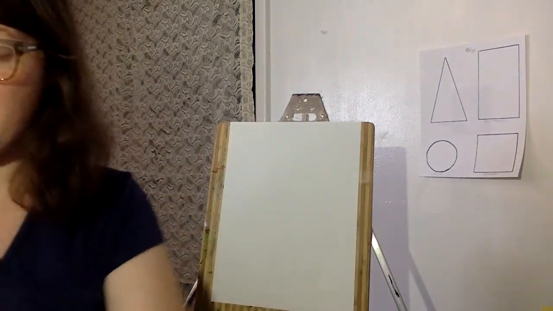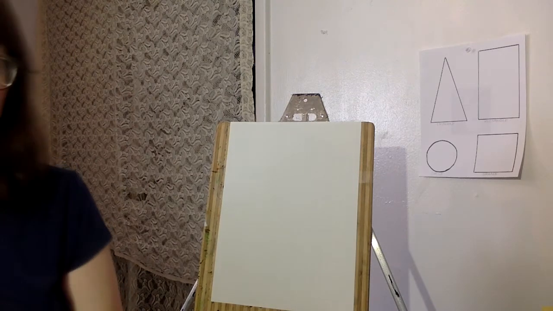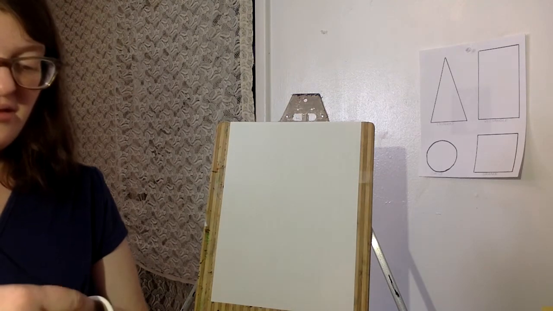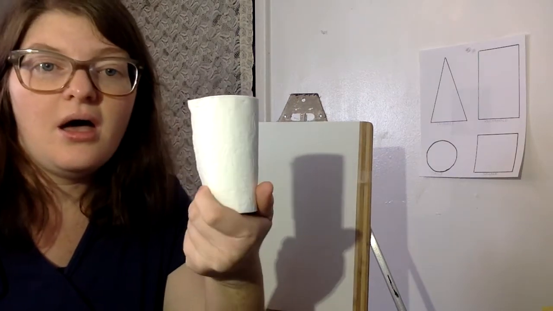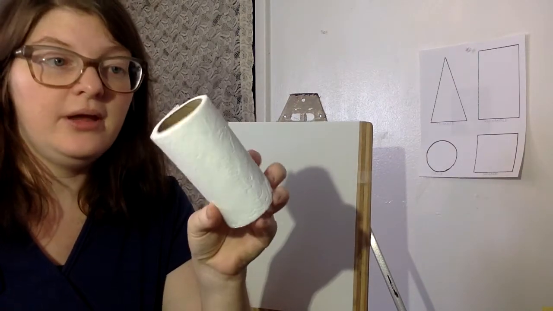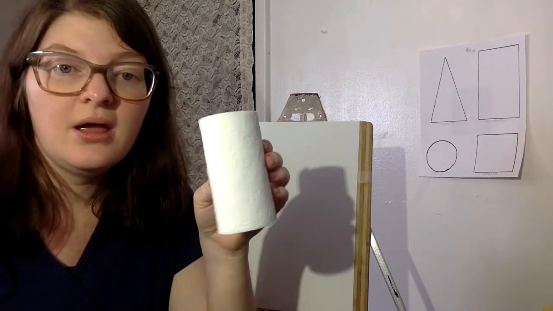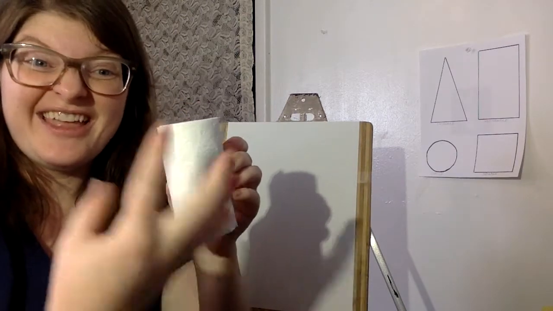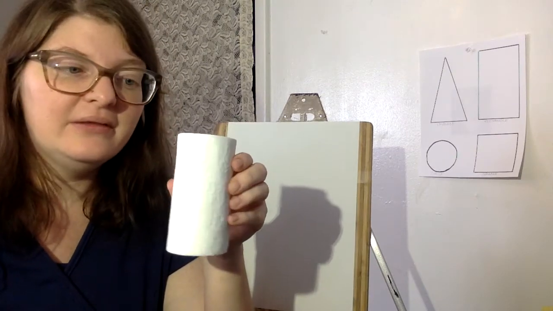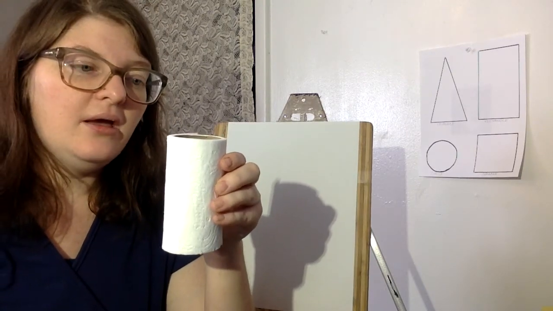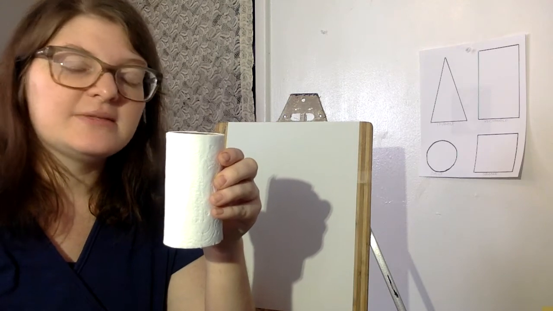Whereas if you have something that's a cylinder like a roll of paper, right? This is toilet paper. It doesn't have quite that shiny look because it is fabric. It has more fibers.